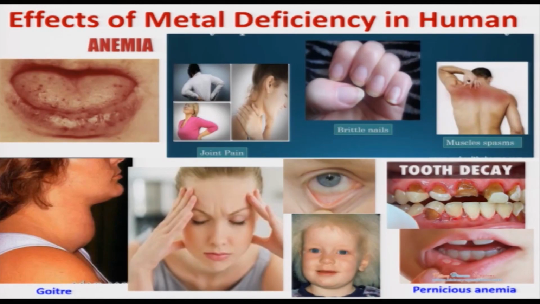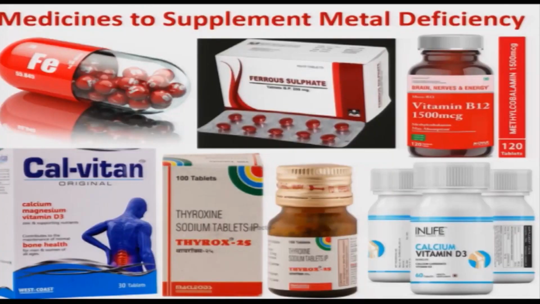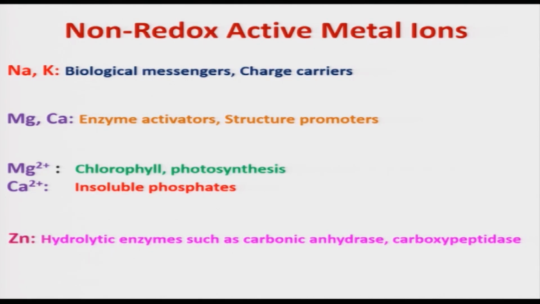Now, here I have shown some of the effects of metal deficiency in humans. As you can see, it creates lots of problems, and if you have these problems you have to go to the doctor, and the doctor will then prescribe lots of medicine to supplement those metal deficiencies. We also discussed in my last lecture the non-redox active metal ions and their role in biology. We now discuss in this lecture the utilization of redox active metal ions.